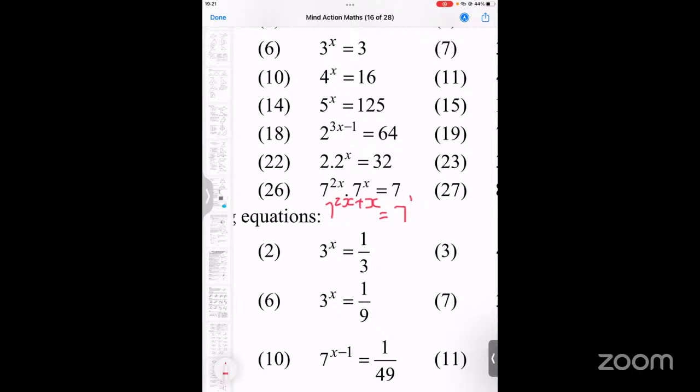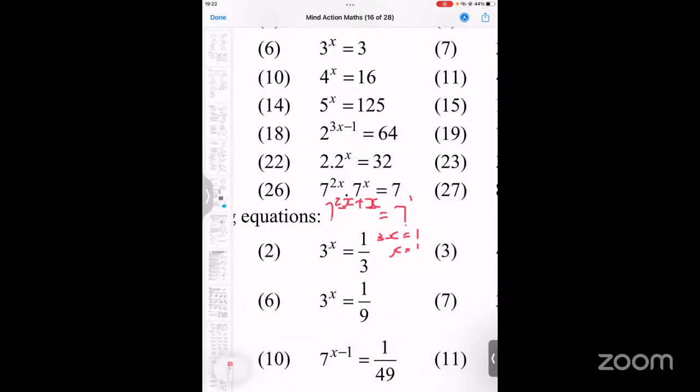Can you see, Langley? Yes, I can see. Then this is the same as 3x. So since the bases are the same, you can just say 3x is equal to 1, and then x is equal to 1 over 3. Can you see? Yes, I can see.